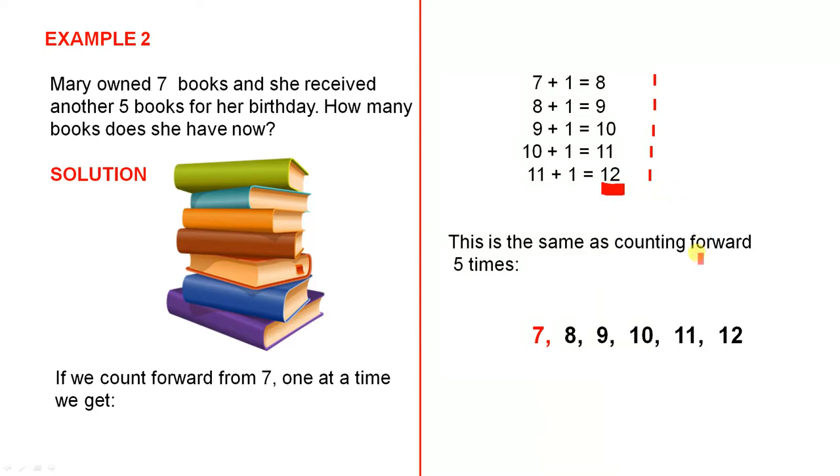This is the same as counting forward 5 times. So we start off at 7, 8, 9, 10, 11, 12. So there's another way of doing it. So she ends up with 12 books.